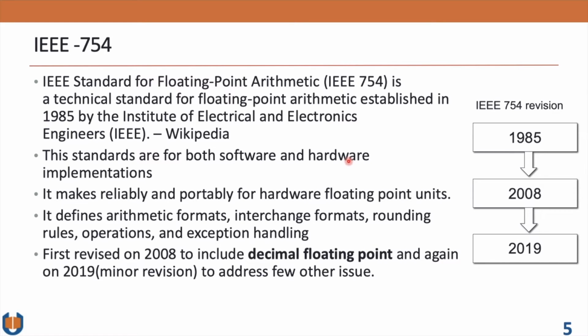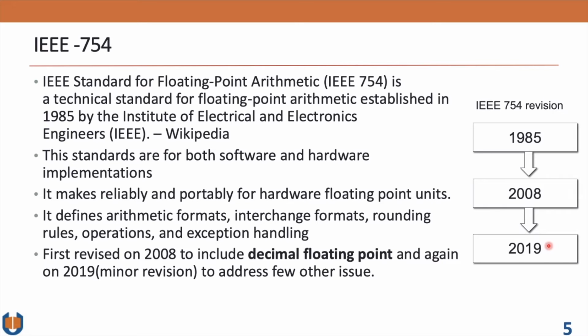This is the first thing. And it has had three revisions till now: once in 1985, then revised in 2008 inclusively to implement decimal floating point, which is our discussion about part 3, and a minor revision in 2019.